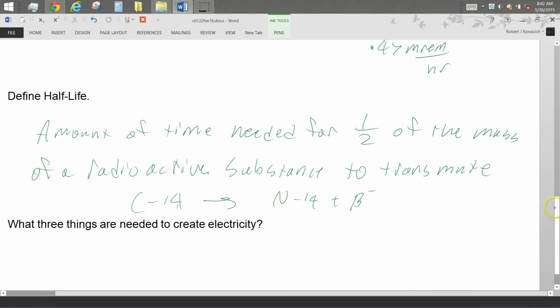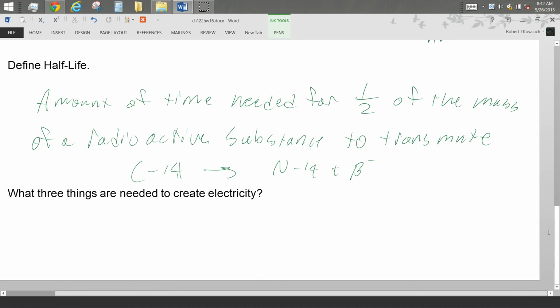All right, this last one here. What do you need? That's what electricity is. To transmit electricity, you need a wire. The actual definition would be a current-carrying conductor, or a wire. What else do you need?